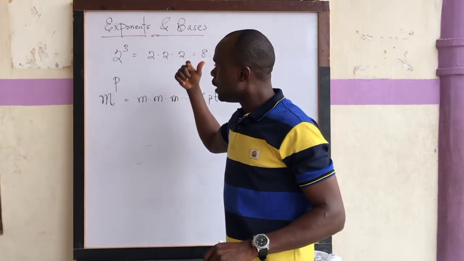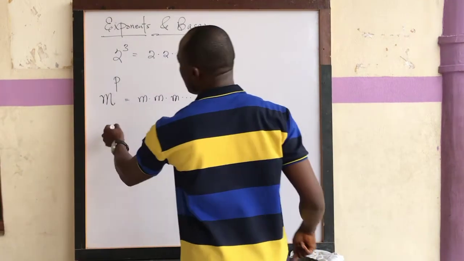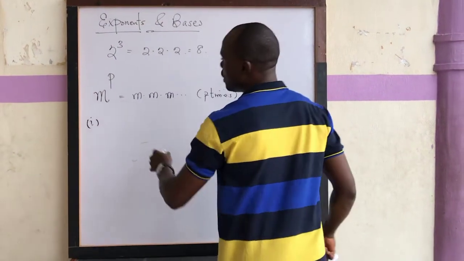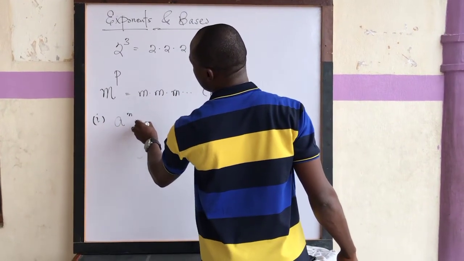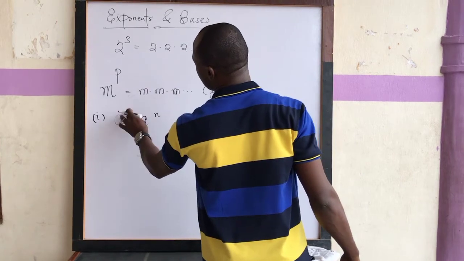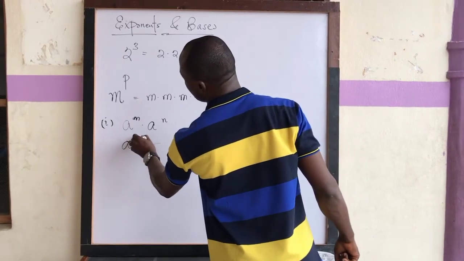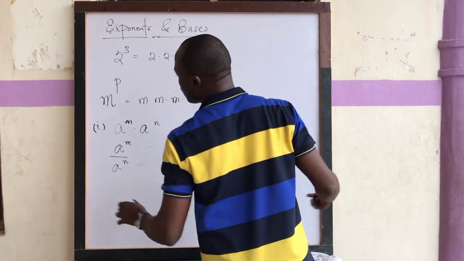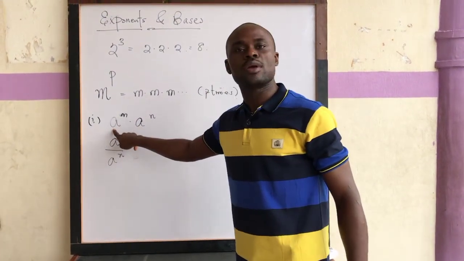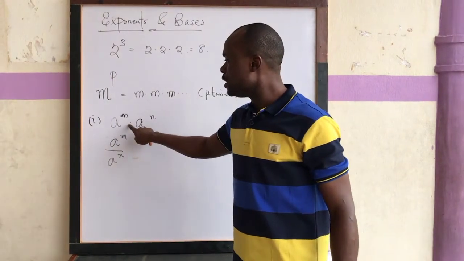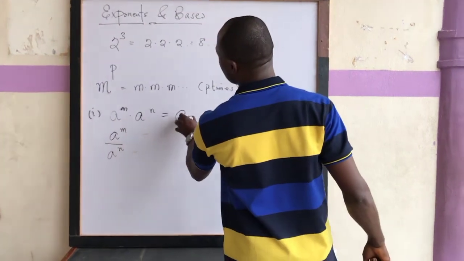So if I connect this with other bases, what happens? The first rule is, what happens if I have a raised to the power of m times another a raised to the power of n? What happens if we connect this? What happens if we divide something of this nature? The first thing you should look at is that the bases must be equal. Once this happens, the next thing we should look out for is the multiplication symbol. And once we have this, we can comfortably add the powers.